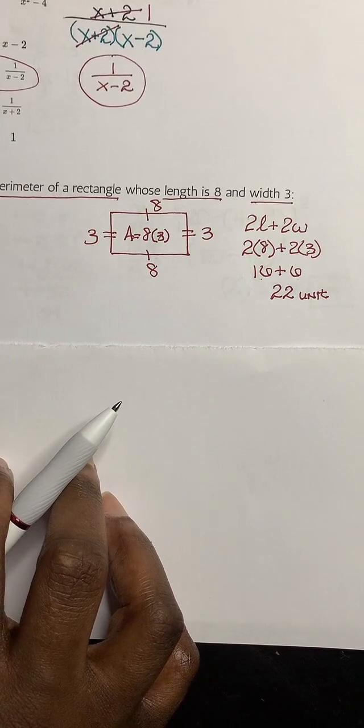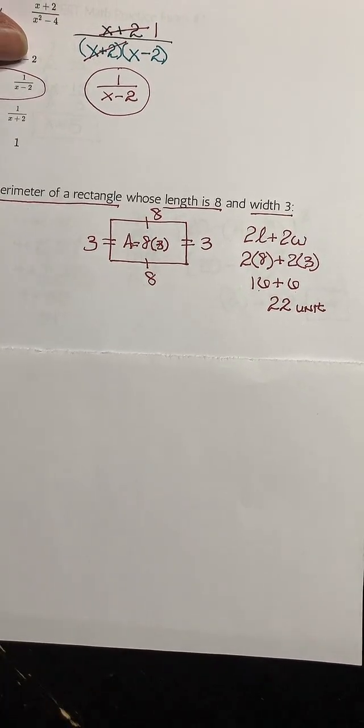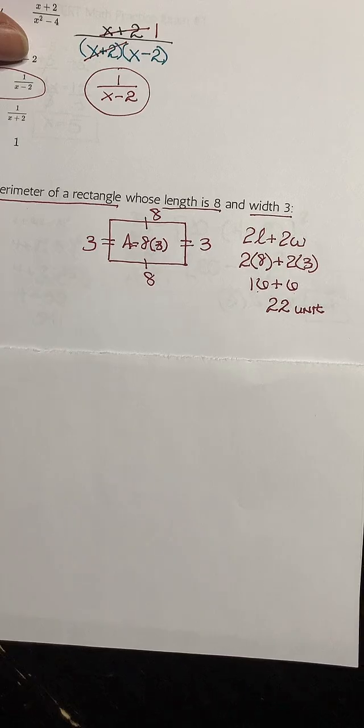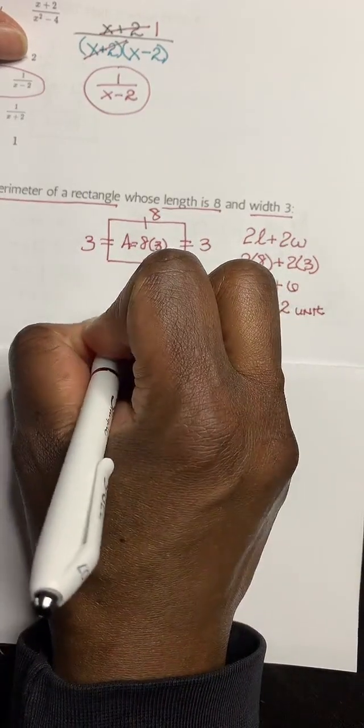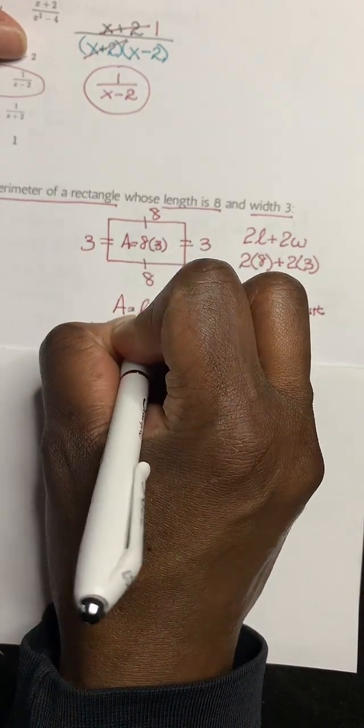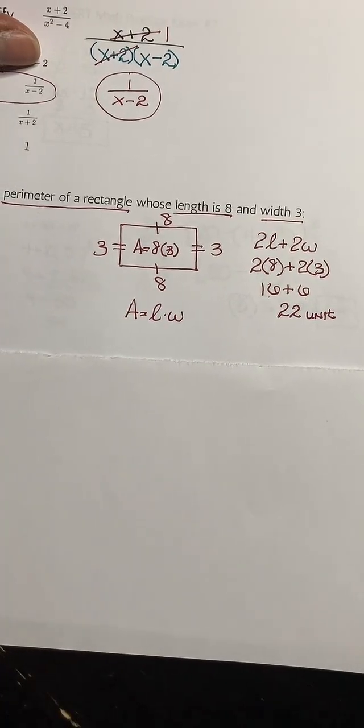All right. Hold up how? What do you mean hold up how? All right, perfect. Hold up how what? What's the formula for area again? Area is your length times your width. But we're not asking for area, we're asking for perimeter.